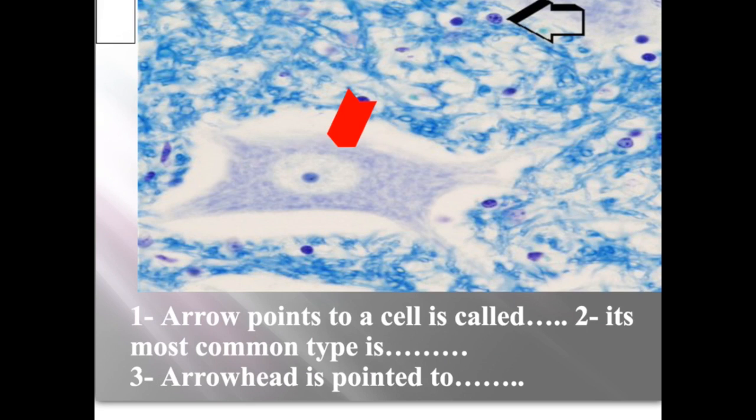The arrow here points to a cell called neuroglial cell. Its most common type is the astrocyte. The arrowhead points to the neuron, which is multipolar stellate. This is the pericaryon of the multipolar stellate nerve cell.